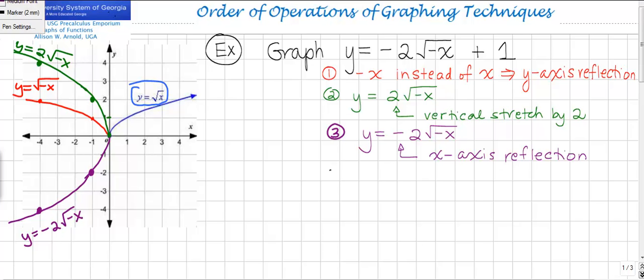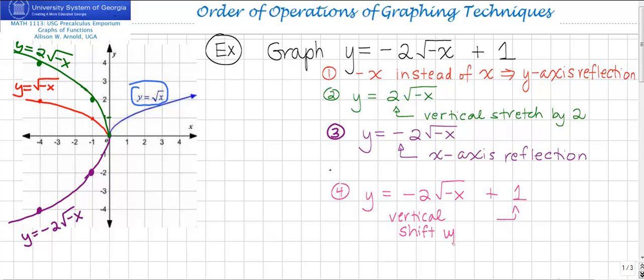Okay, lastly, I see that there's a plus 1 outside the entire function. In our earlier discussion, we said that if you had a function, such as negative 2 root negative x, and I added 1 to the entire function, that produces a vertical shift upward, and in this case 1 unit. Okay, so I'll do this in pink.